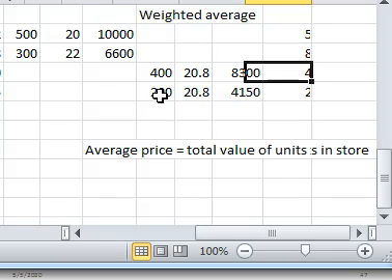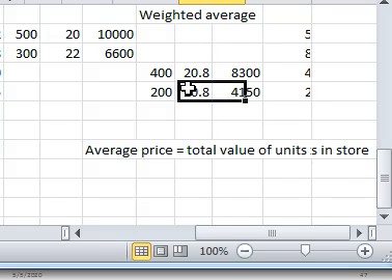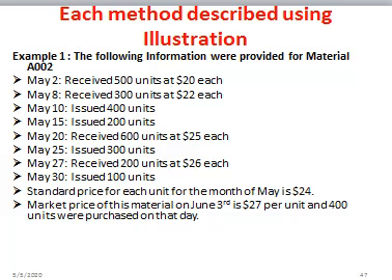So it's the same for the second issue on 15th, we issued 200. So we get the value of the units in store divided by the number that we still have, then we get this average price and we determine our closing stock. So dear members, that is how we determine the value of closing stock using FIFO, LIFO, and weighted average. Please follow the examples in the slides below and practice other methods as illustrated in your slides.